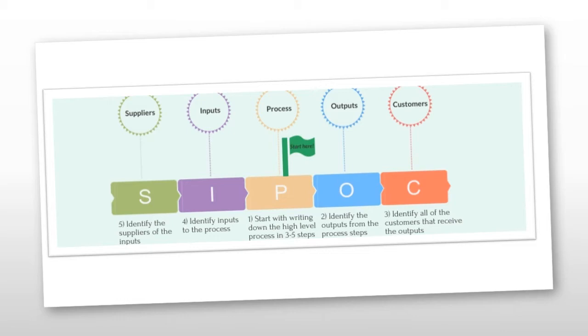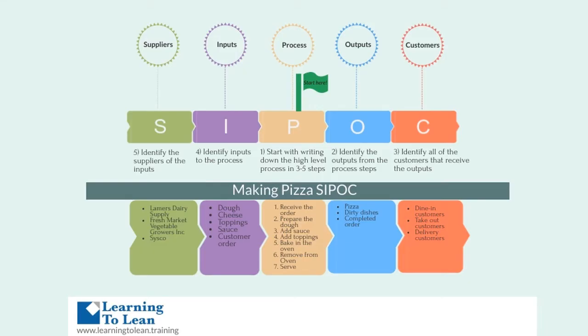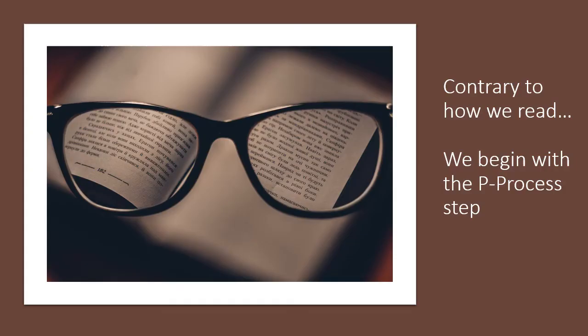Let's get started. To help you understand the SIPOC tool, let's talk pizza. The SIPOC tool grounds us in the knowledge of the process that we have at hand. Now we're going to look through each step of the SIPOC tool and correspond it to making a pizza. As we previously mentioned, contrary to how we read, we begin with the P process step in the SIPOC tool.